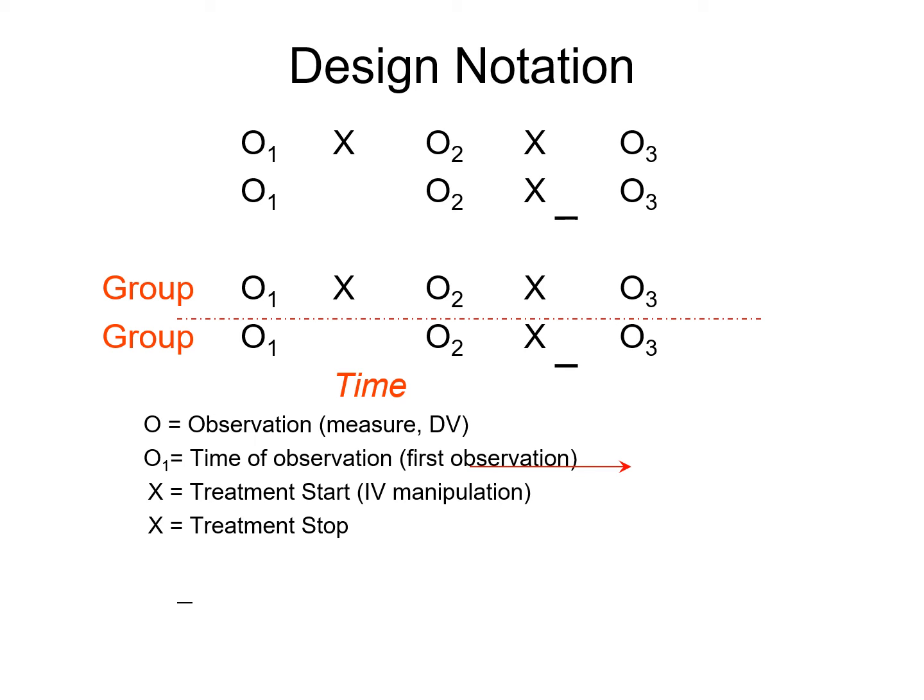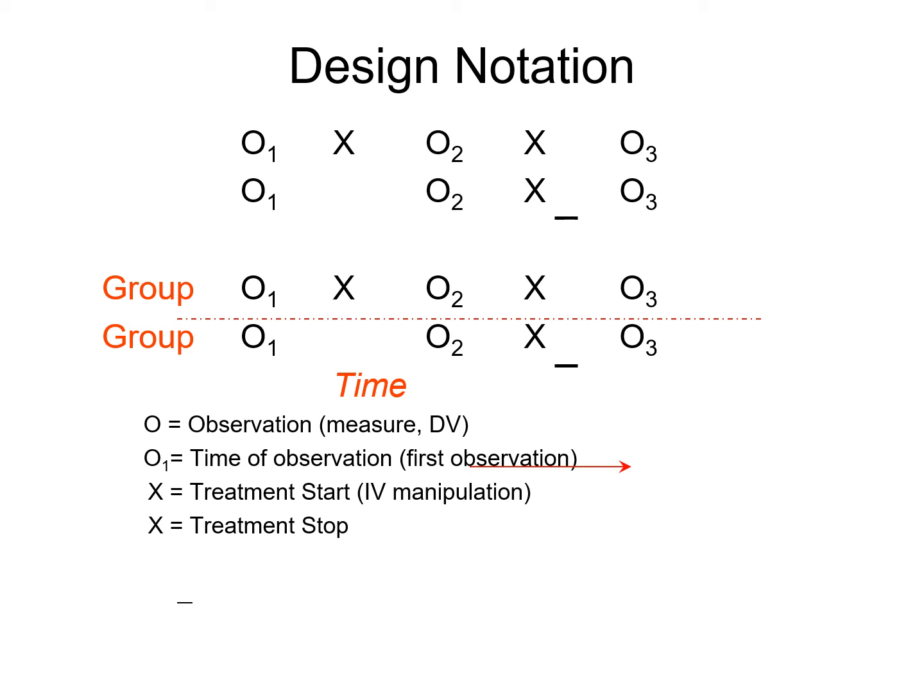At that point, at the very start of the semester, I give my first observation in both classrooms. That's O1. I measure basically the pretest. Then in class 1, they get the intervention for the first 8 weeks. The second class doesn't get the intervention. And then at the end of those 8 weeks, I measure my outcome again.